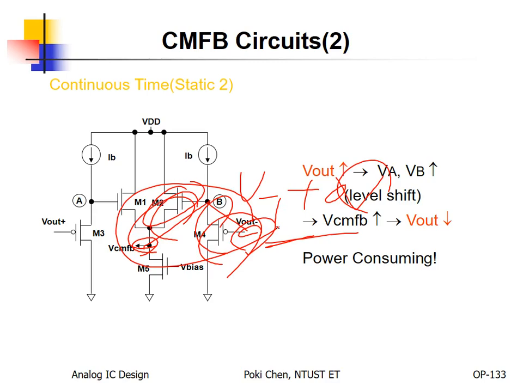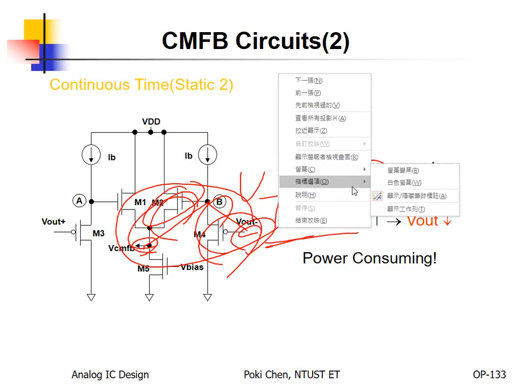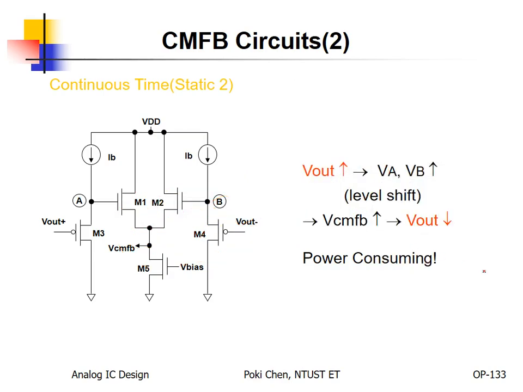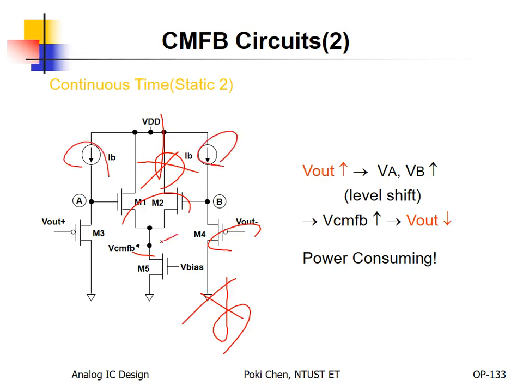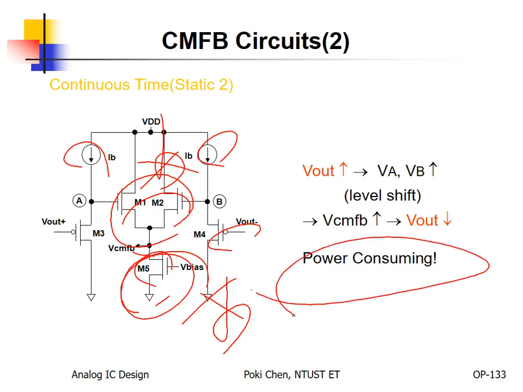Okay, that's it. But you need to be careful because to make the circuit functional, you need to apply bias. Without the bias, they simply cut off. Nothing will happen. So bias here, bias there, right? And for M1 and M2, the bias is provided by M5. Again, easy to understand but power consuming.